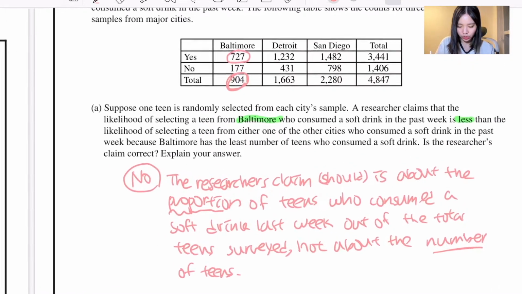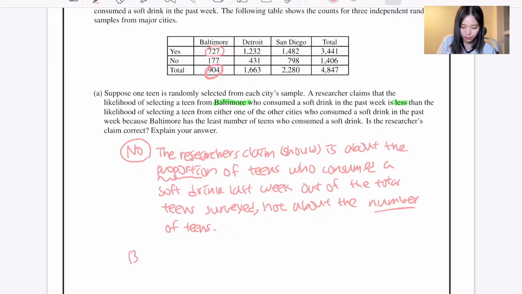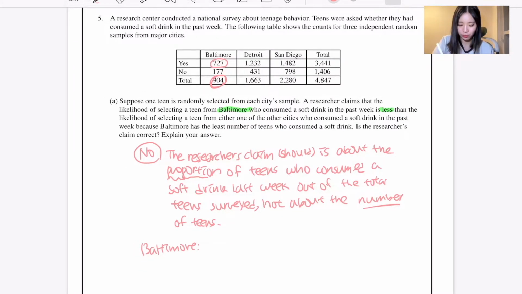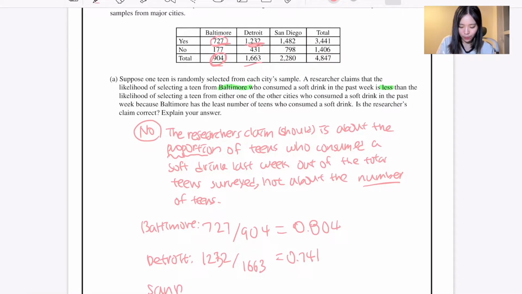So if we actually calculate the proportion of teens who drank the soft drink last week, it would be, for Baltimore, 727 teens out of total 904, which would be equal to 0.804 if you calculate. And for Detroit, we would have 1232 over 1663, which is equal to 0.741. And for San Diego, it would be 1482 over 2280. And this would be equal to 0.65.